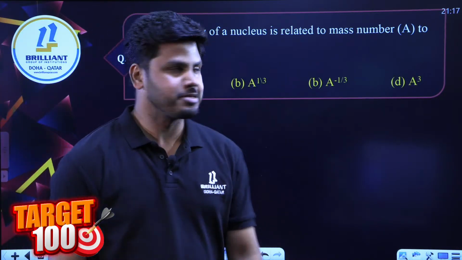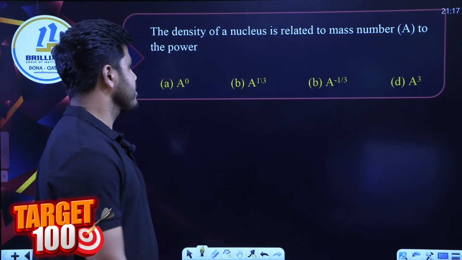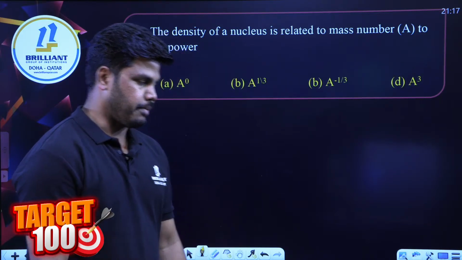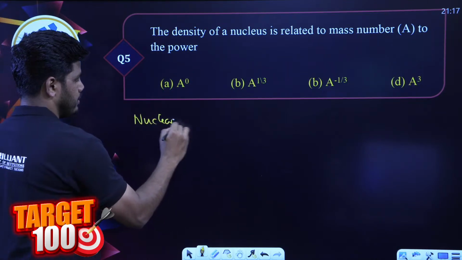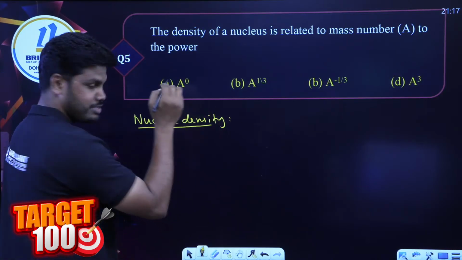Coming to the next one. Question number 5. Density of a nucleus is related to mass number to the power of. Nuclear density. Yes, this was a very important concept and a very interesting concept also.